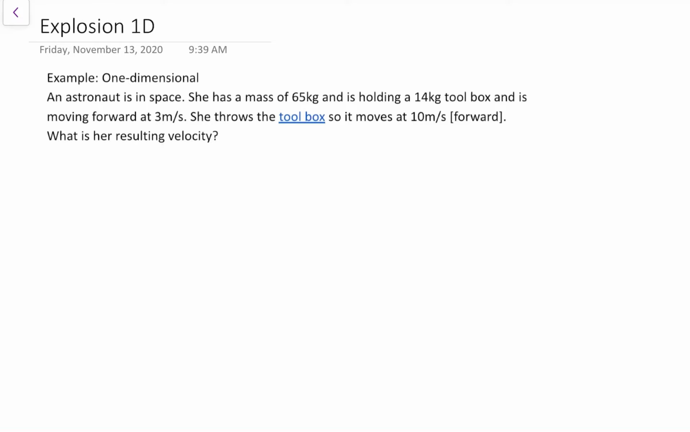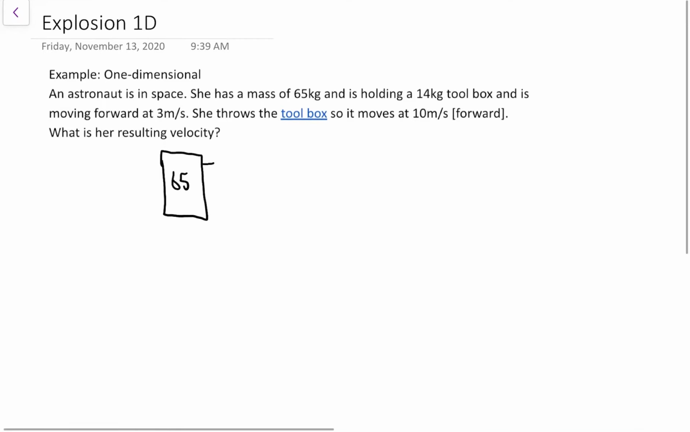I'm not going to try and draw an astronaut. I'm going to be a little bit lazy here. This is going to represent our astronaut. The astronaut has a mass of 65, and our astronaut is holding on to a 14-kilogram toolbox. That's going to be our toolbox. They're drifting, I'm going to say this way is forward, at a speed of 3.